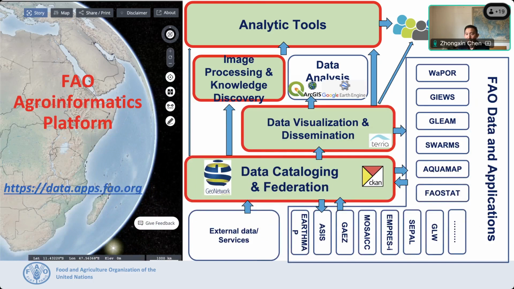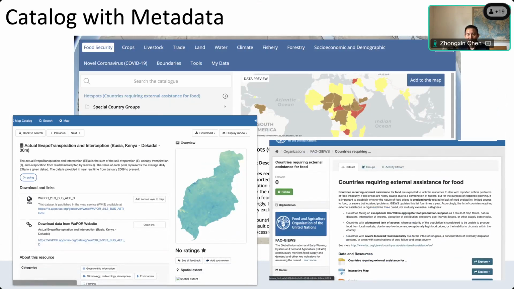As for the structure of the platform, we didn't start the work from zero. We based it on the rich FEO platforms, and we use a federation methodology to have very good data cataloging and support data visualization. We call them agri-informatics platforms because they are not only data. We also incorporate knowledge, analytic tools and models to support users for various applications. There's a catalog metadata.